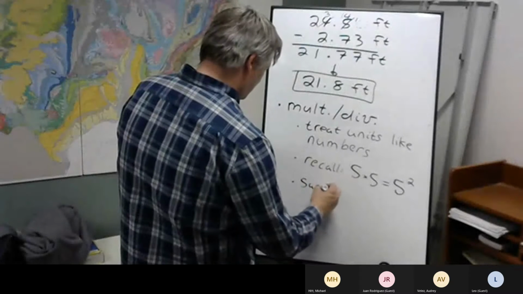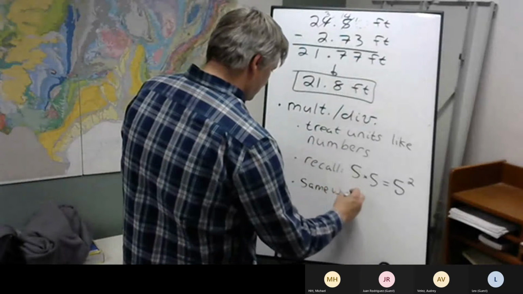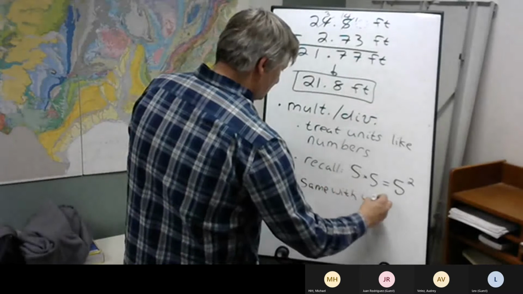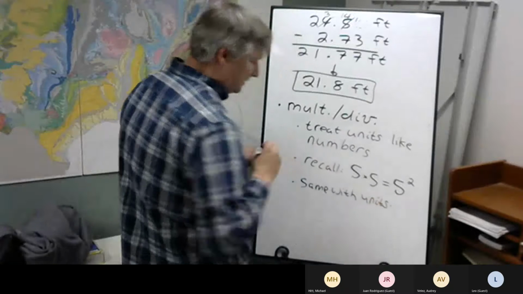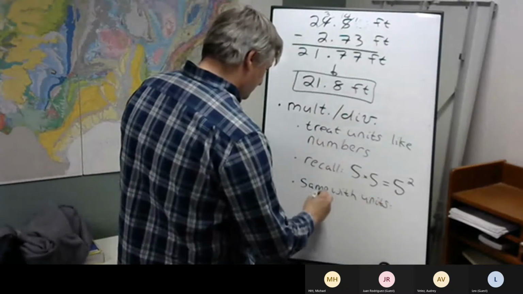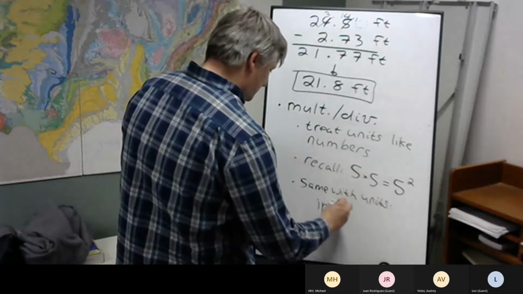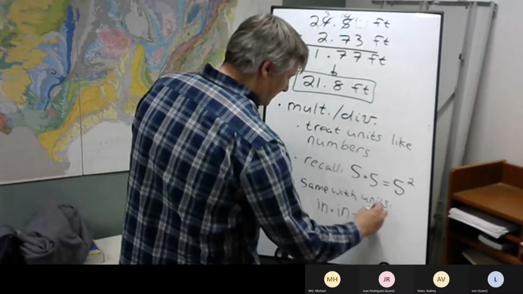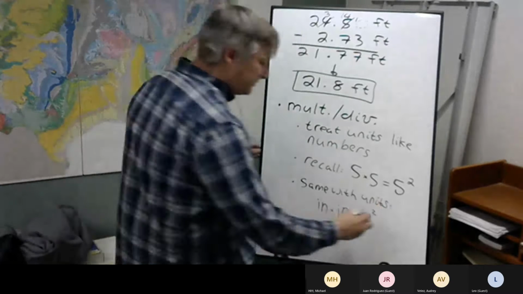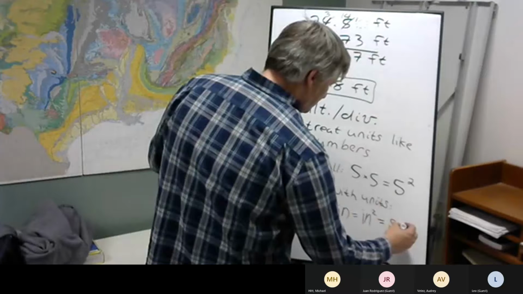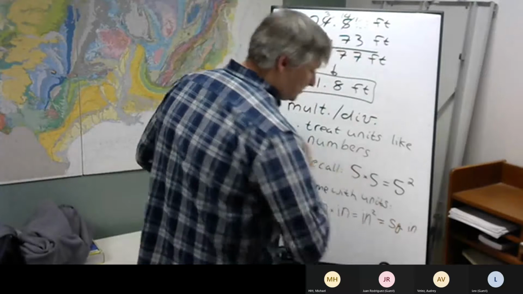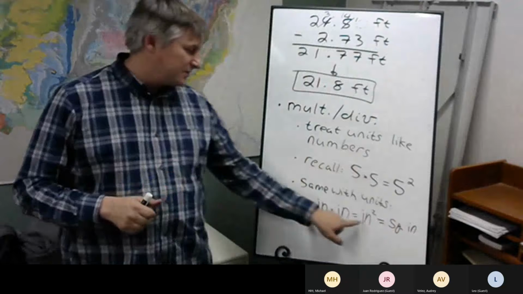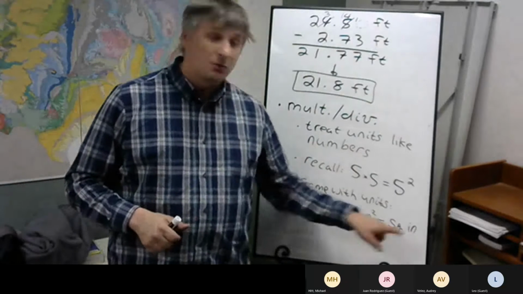Same thing with inches. So we have inches times inches. We're going to get inches squared. Now what they're going to use in the text is they're going to have you write them as square inches. You'll see this. So instead of saying inches squared, you'll see square inches.